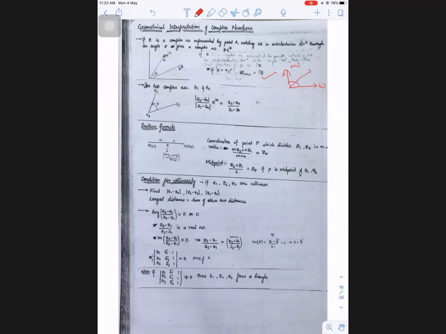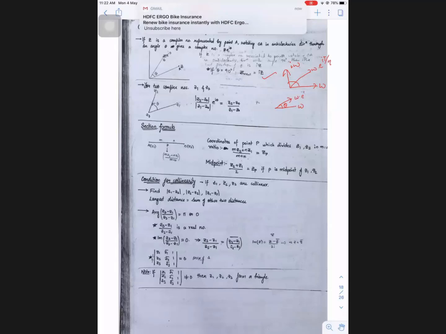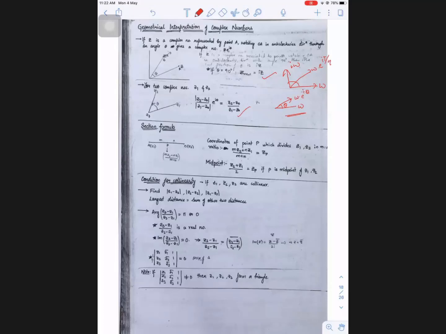If you rotate by 45 degrees, simply the result is W into e power i pi by 4. So if you rotate with the same magnitude, simply if you take W and rotate by angle theta, then the new complex number is W into e power i theta. That we have to remember. That result only we write here. Okay, that we already discussed: Z2 minus Z0 by Z1 minus Z0, if they have the same magnitude, is equal to e power i theta.